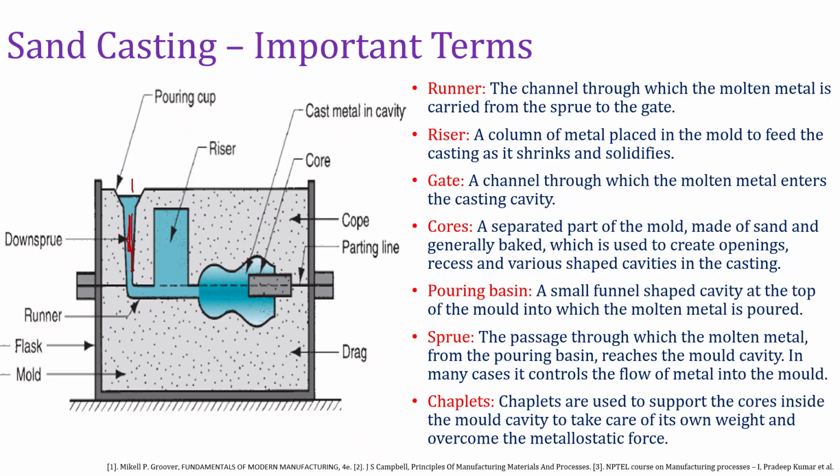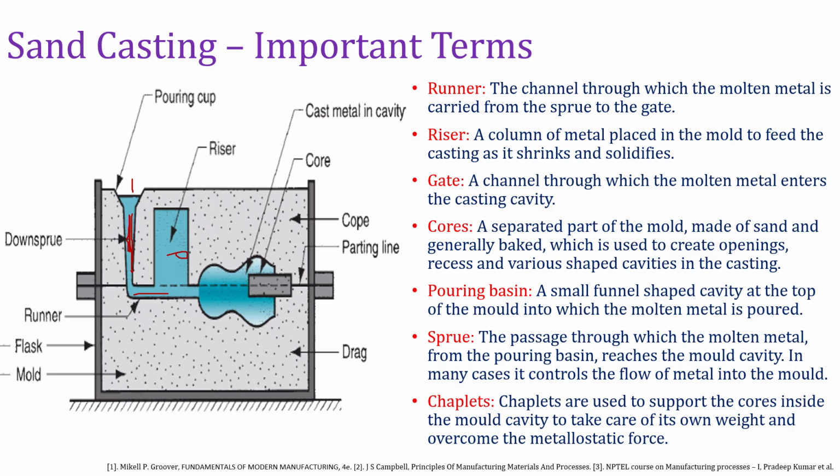Then it will fall to the runner. So the runner is the horizontal passage, right? So remember, the vertical passage is called a sprue and the horizontal passage is going to be a runner, right? So this distributes the molten metal to the different sections of the mold, right? You can see the different sections. This is going to be one section, the riser is going to be one section, and the mold will be another section.